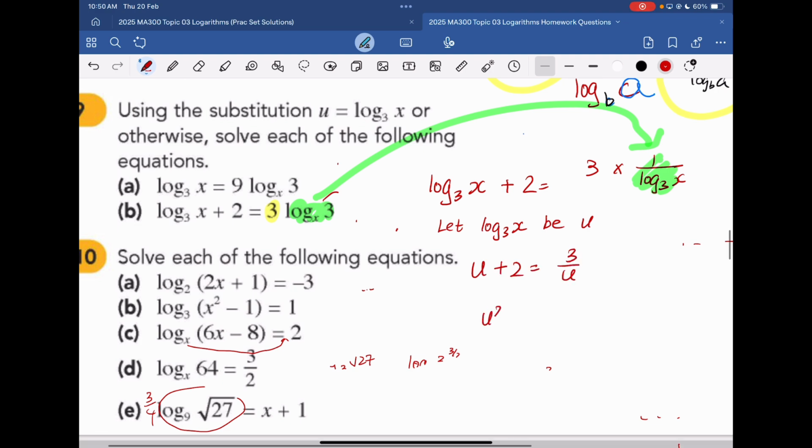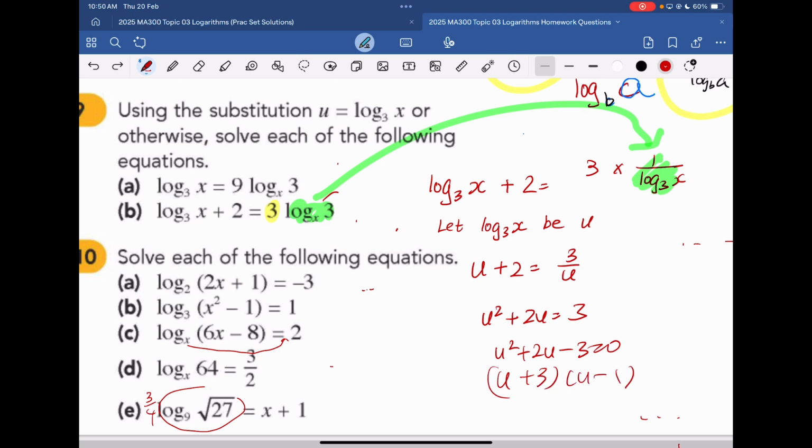So I solve u squared plus 2u equals 3. Very easy. u squared plus 2u minus 3 equals 0. u plus 3, u minus 1 equals 0. Dot, dot, dot. So I solve. Wei Xiang?